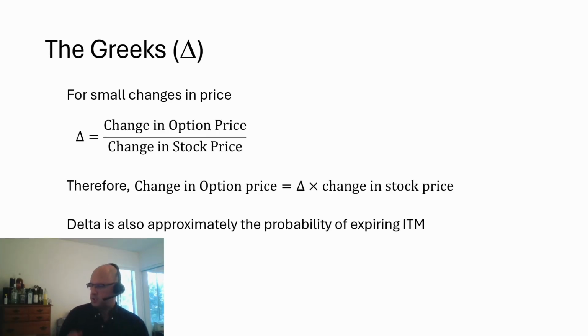Delta, as I said, is just the change in the option price per unit of the change in stock price. So for a small change in the stock price, you can calculate the change in the option price just by this formula down here. For example, if you have a 30 delta option and the stock moves $1, you would expect that option to change in price by 30 cents. And coincidentally, delta is approximately equal to the probability that an option will expire in the money. So a 30 delta option will have, give or take, a 30% chance of actually expiring in the money.